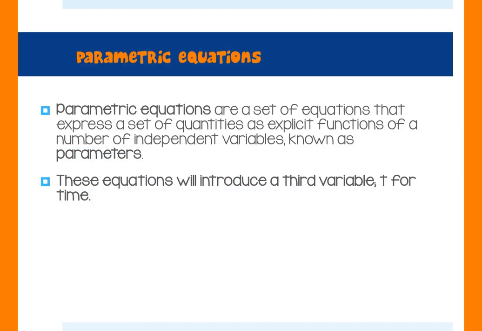So a parametric equation is defined as a set of equations that express a set of quantities as explicit functions of a number of independent variables known as parameters. These equations will introduce a third variable, t, that represents time. So parametric equations are 2 equations. One would be an x equals and one would be a y equals, but it also puts it in terms of t. So parametric will form a shape, and we're going to learn that you can actually graph these like they are rectangular, like your typical functions. But the idea is that there is a pattern over time, and that's what t is.